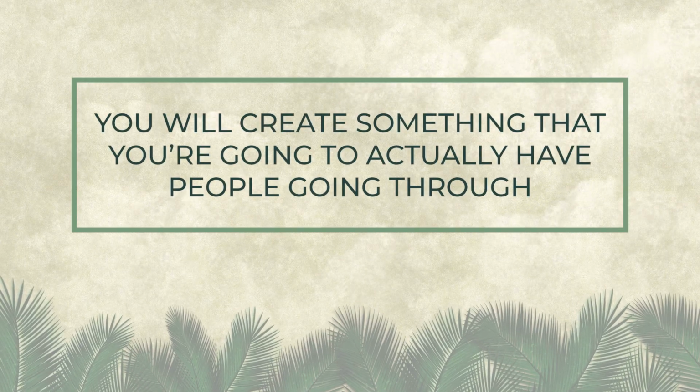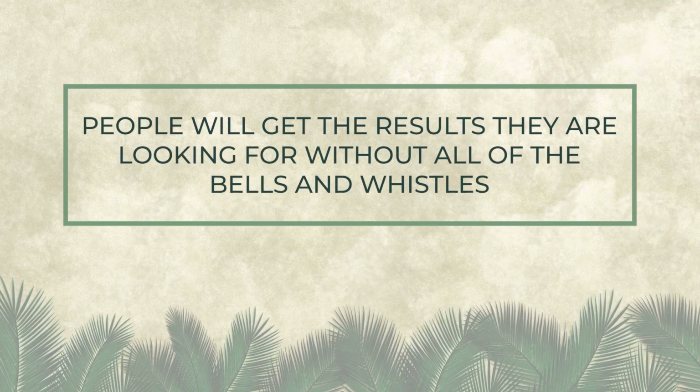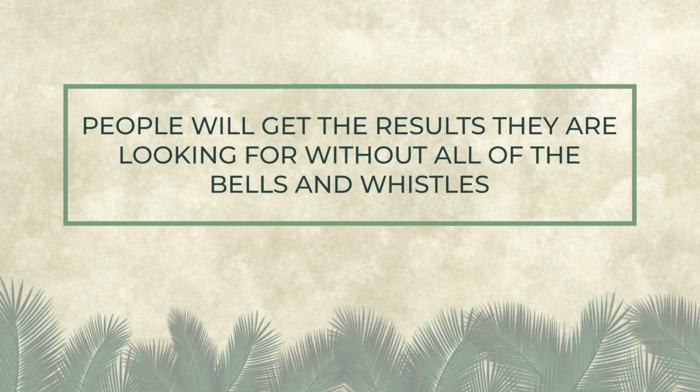So what I want you to create is what's called a minimal viable product, or an MVP, meaning it's the thing that you can get into the real world as quickly and as effectively as possible. And what I mean by that is you're going to create something that you're going to actually have people going through. So maybe it's a mini course or a program or a beta test, which I'm going to talk about in just a second. But you're going to create something that will get people the results that they're looking for, but without all the bells and whistles. So you're going to maybe take the key concepts that people need to know in order to achieve their transformation. And if you want to get more nuanced later on, you obviously can.